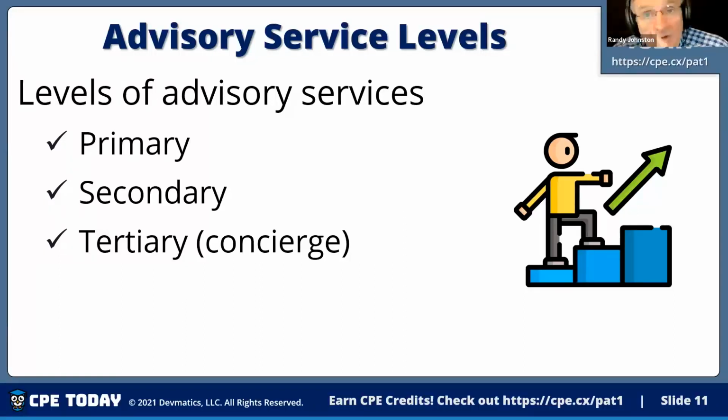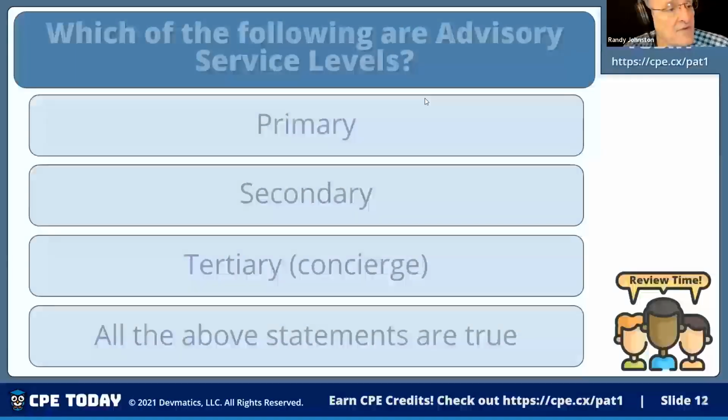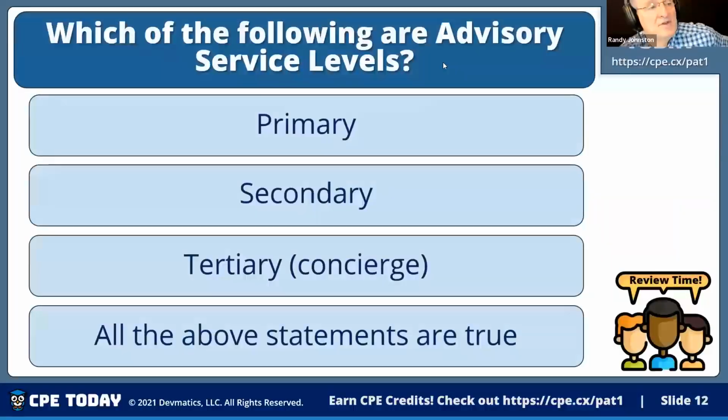Yeah. And as it turns out, we have other courses here at CPE today and for my K2 business about how to develop those services, how to price them. So we've got all of those in other courses, as it turns out. But when I think about these service levels, you'll notice that the next question is pretty straightforward. Which of the following are advisory service levels? And it's pretty much of a shoo-in type question, I think, at this time. There's primary, there's secondary, and tertiary.